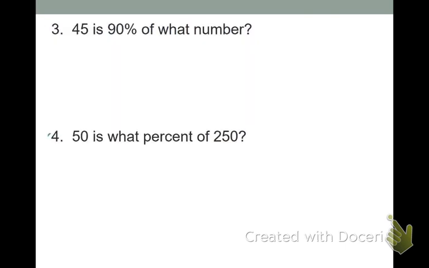Number 3 says 45 is 90% of what number? Mason, what do I do? You have to put P times of equals is. Okay, do I know my P? Yes, 90%. Okay, do I put it in as 90%? No, change it to a decimal. What is 90% as a decimal? 0.9. Ashley, what's my of?